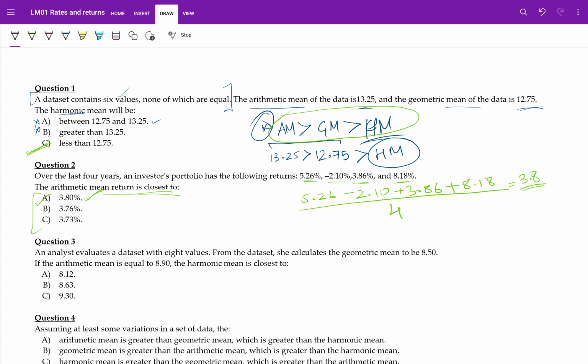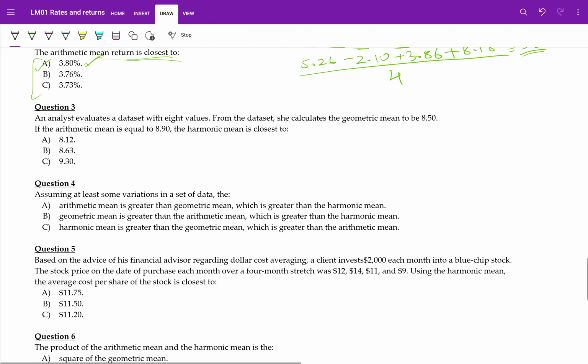Now let's talk about question number 3. An analyst evaluates a data set with 8 values. From the data set, she calculates the geometric mean to be 8.5. If the arithmetic mean is equal to 8.9, the harmonic mean is closest to what?